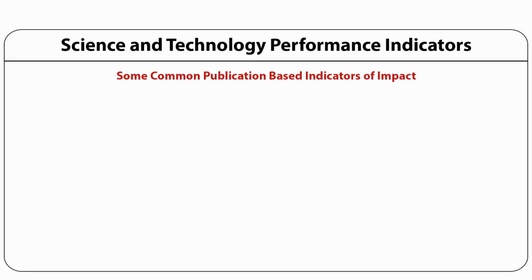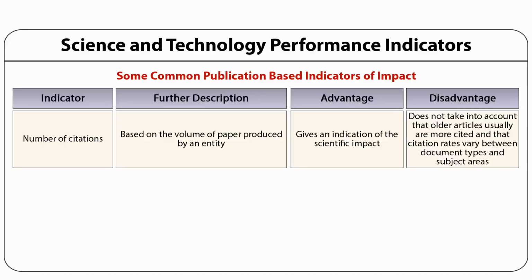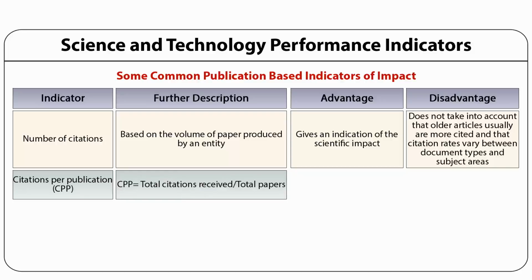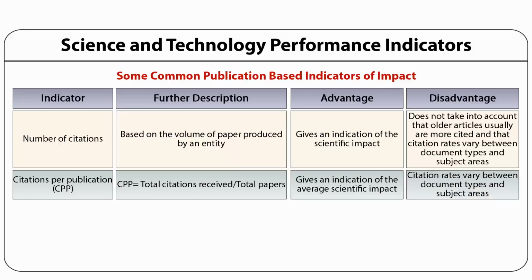In this, we discuss through a table some common publication-based indicators of impact. Number of citations. It gives an indication of the scientific impact. However, it does not take into account that older articles usually are more cited and the citation rates vary between document types and subject areas. Citation per publication. It talks of total citation received with respect to total papers, gives an indication of the average citation impact. But the problem is that citation rates vary between document types and subject areas, which may give different indications and would make this indicator questionable.